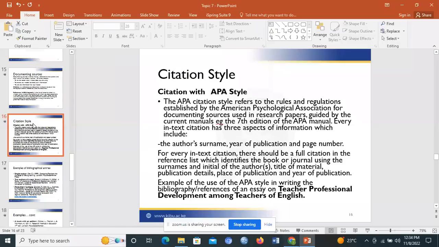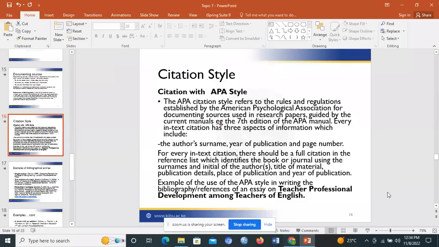Then we have what we call the reference list. This one will have the following information. It will have the surname and initial of the author's names. It will have the title of the material. It will have the publication details, that is the year of publication. It will have the place of publication of the material.